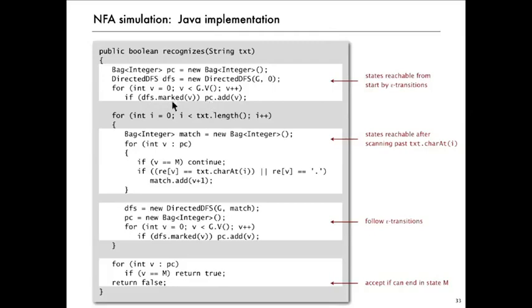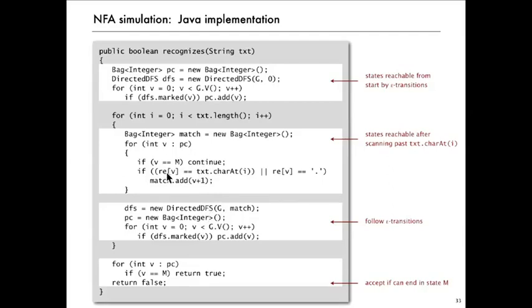So now during the execution of this for loop, PC is the thing that we have, all the states that you could reach after scanning past the ith character. So we initialize for the 0th character. And then for every one of those states, the first thing we do is test if we reach the accept state. If we reach the accept state, we're going to claim we have nothing left to do.